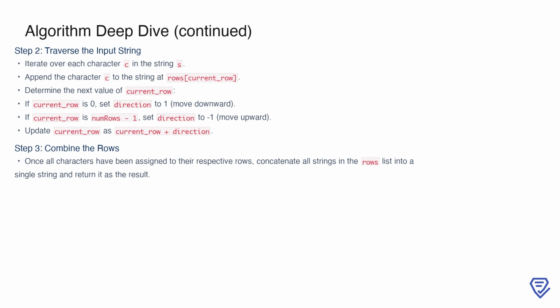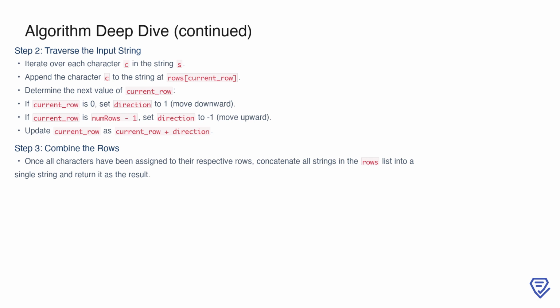Once the data structures are initialized, the next step is to traverse the input string character by character. For each character C, we append it to the string corresponding to the current row, which is tracked by rows[current_row]. After placing the character, we need to determine the next row to process. This is where the direction variable comes into play. If we are at the topmost row, where current_row is 0, we set direction to 1 so that we start moving downward. Conversely, if we reach the bottommost row, where current_row equals numRows minus 1, we set direction to -1 to begin moving upward. Then, we update current_row by adding direction, effectively moving to the next row in the zigzag traversal.